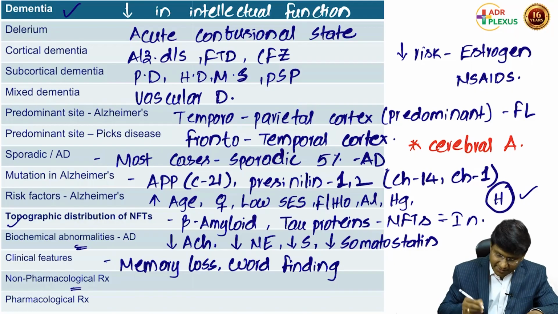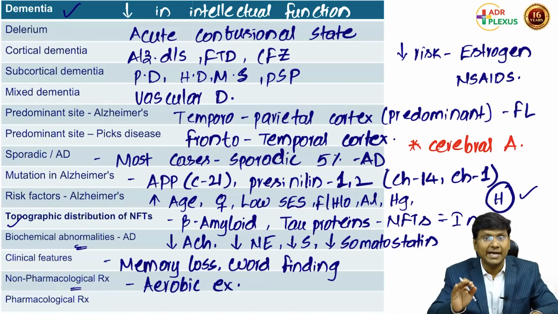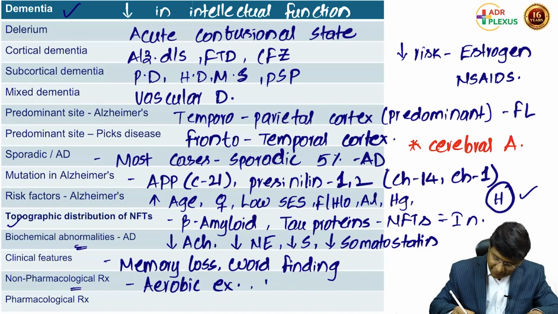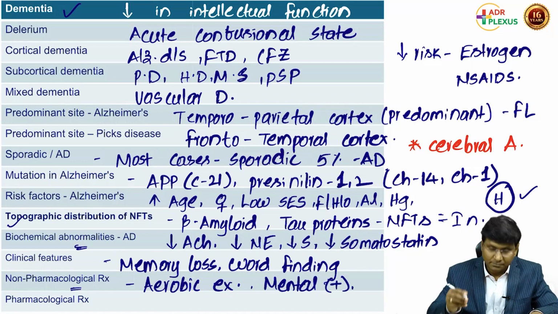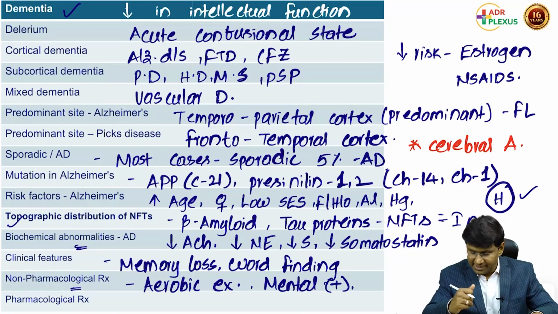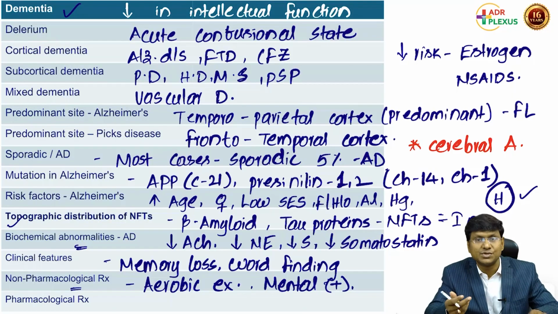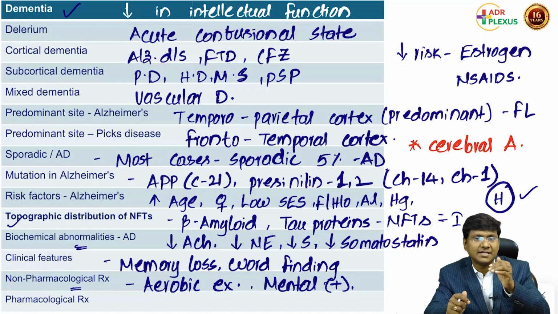Then what is the treatment? The non-pharmacological treatment options are that the individual is advised to do aerobic exercise, 45 minutes every day. Apart from that, frequent mental stimulation will also reduce the rate of functional decline. Whereas the pharmacological treatment addresses the fact that acetylcholine levels are reduced.